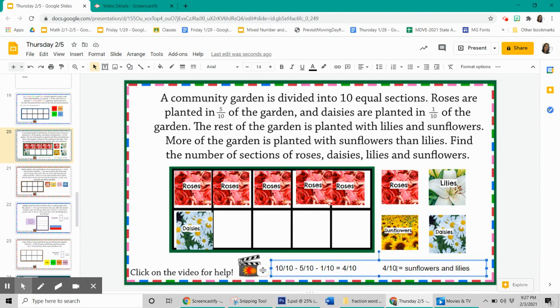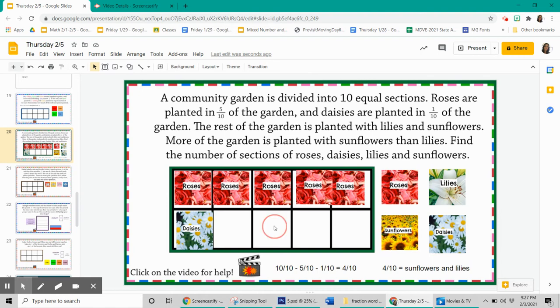See how we used subtraction there? You fill the garden up with the information you do have, and you take that information away, and you're trying to figure out what's left over. And what's left over is 4/10. You have 4/10 left, and you need to cover it with sunflowers and lilies. But you need to have more sunflowers.